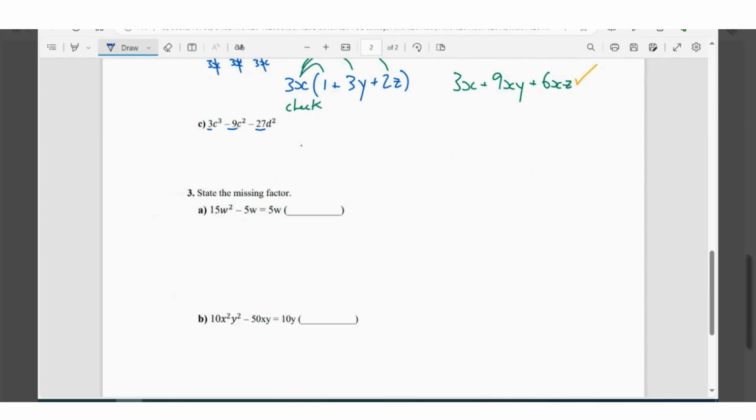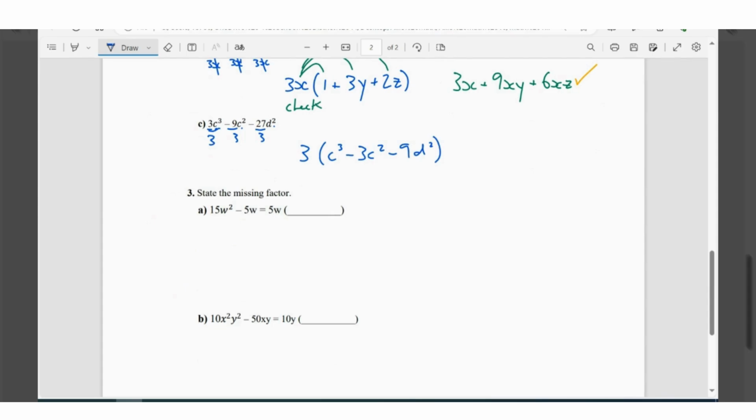Then we have a c cubed, we've got a c squared, but then we have a d. So it looks like we can only pull out a 3 out of each of these. So let's do it. 3 becomes our factor. If we do 3 divided by 3, we're left with c cubed. -9 divided by 3 is -3c squared. And -27 divided by 3 is -9d squared.